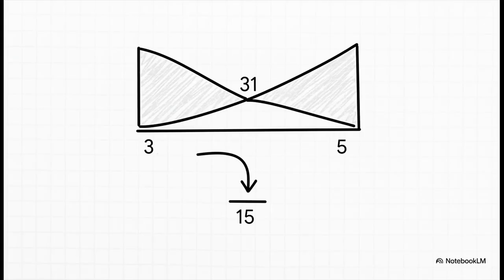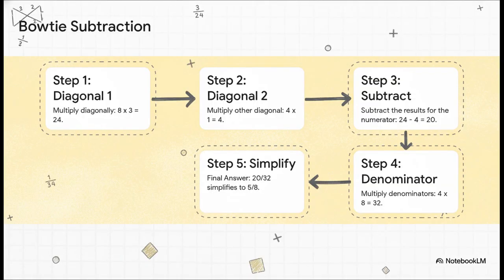So, what about the denominator? Even easier. You just multiply the two bottom numbers straight across. 3 times 5 is 15. And there it is. Our answer is 31/15. See? No common denominators needed. It's an incredible shortcut. And the best part? It works the exact same way for subtraction.